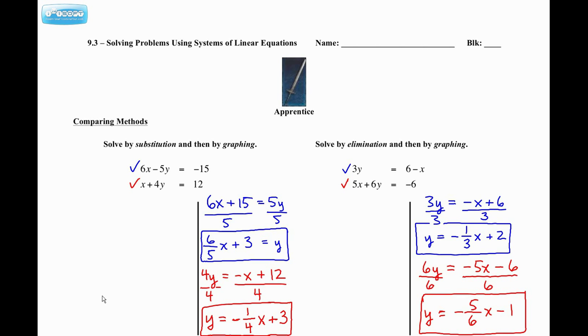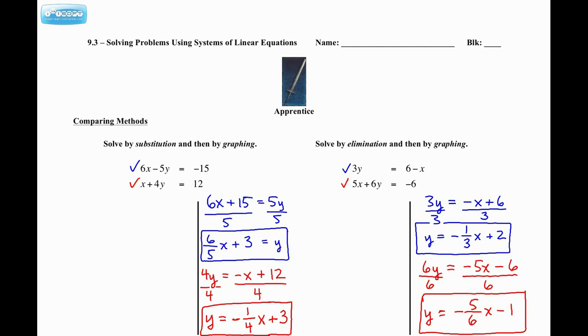Okay, so all I need to do over here for each system is to solve by substitution, and then below I will graph them. So feel free to pause the video so you can get this information in, but I'm going to go right into solving by substitution now.